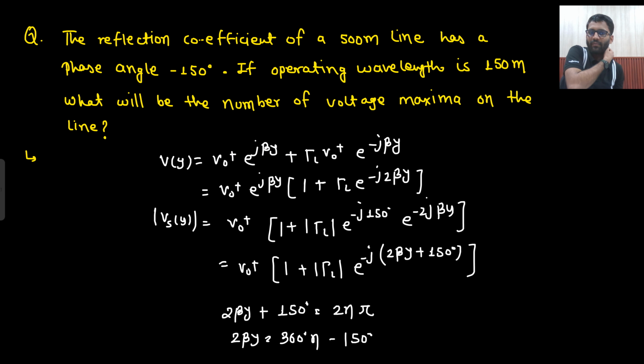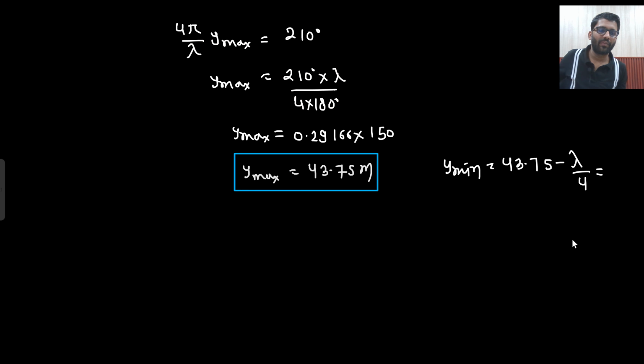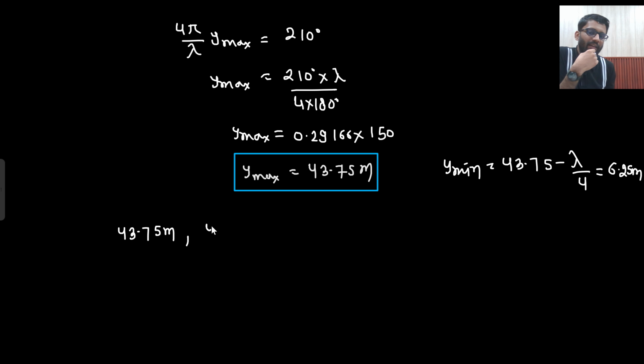Minus lambda by 4 is 150 by 4, which is 75 by 2, that is 37.5. So 43.75 minus 37.5 is 6.25. At 6.25 I am already getting a minima, but that is of no use here. The first maxima will be occurring at 43.75 meter. The next will be occurring at 43.75 plus lambda by 2, then at 43.75 plus lambda, and in that manner it will continue.